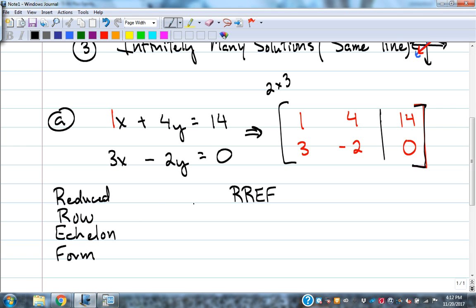Reduced row echelon form, RREF. You might also hear that called the Gauss-Jordan method for solving a matrix. It's all row operations is what it does. So with the graphing calculator, this is what you're going to want to do.